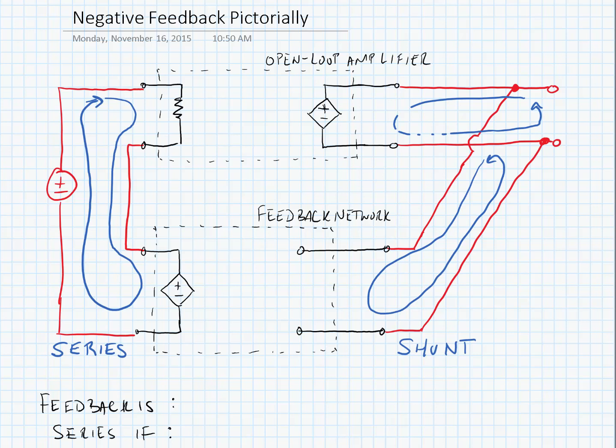Now, we know that when we have a series connection at the input, we're taking a voltage input, and when we have a shunt connection at the output, we have a voltage output. So this is actually a voltage amplifier.